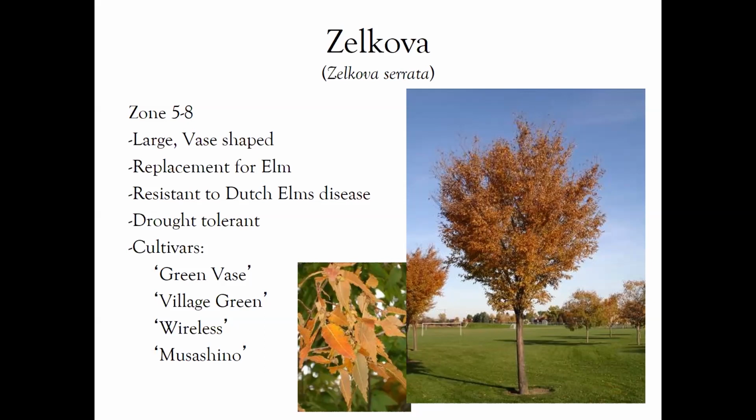Some really popular cultivars are Green Vase, which is pictured here. It's a very upright cultivar. Village Green, which I actually prefer because it's more of a broad canopy, a little bit wider form, and Wireless, which is a newer cultivar that is suitable for use under power lines. It only tops out at about 20 feet tall, just a very, very broad canopy, but not a very tall tree.